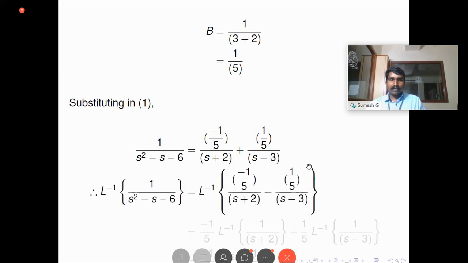So we can apply the inverse Laplace. By taking inverse, we get minus 1 by 5 L inverse of 1 by s plus 2 plus 1 by 5 into L inverse of 1 by s minus 3. L inverse of 1 by s plus a is e raised to minus at. Here a is 2. So the inverse is minus 1 by 5 into e raised to minus 2t plus 1 by 5 into inverse of 1 by s minus 3. Inverse of 1 by s minus a is e raised to at. Here a is 3, so it is 1 by 5 e raised to 3t.